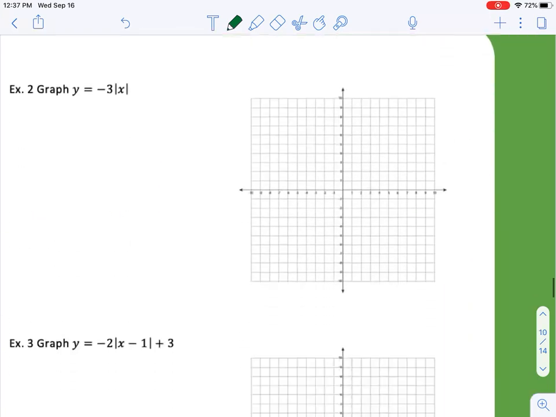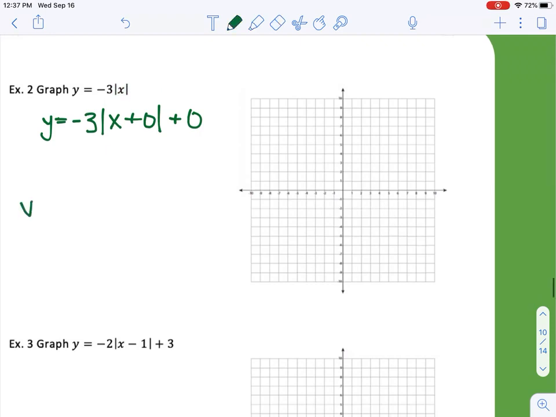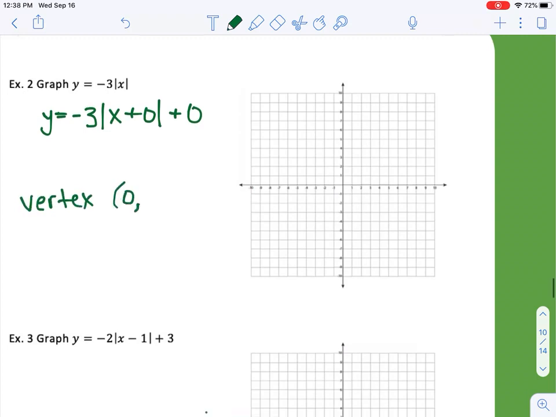Okay, let's try another one. In this case, we have another graph, but we have no h or k values. When there's nothing inside with this, that means the h value is 0. If there's no number added or subtracted outside, that means the k value is 0. So our vertex here is at 0, 0.